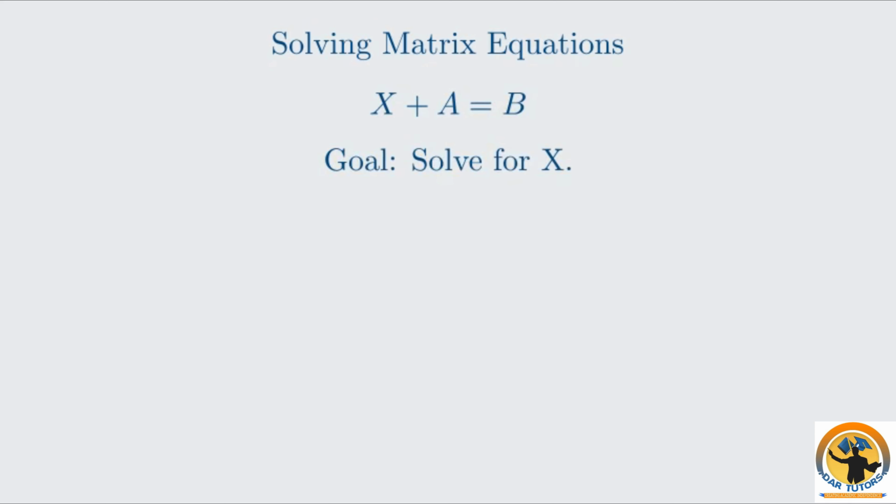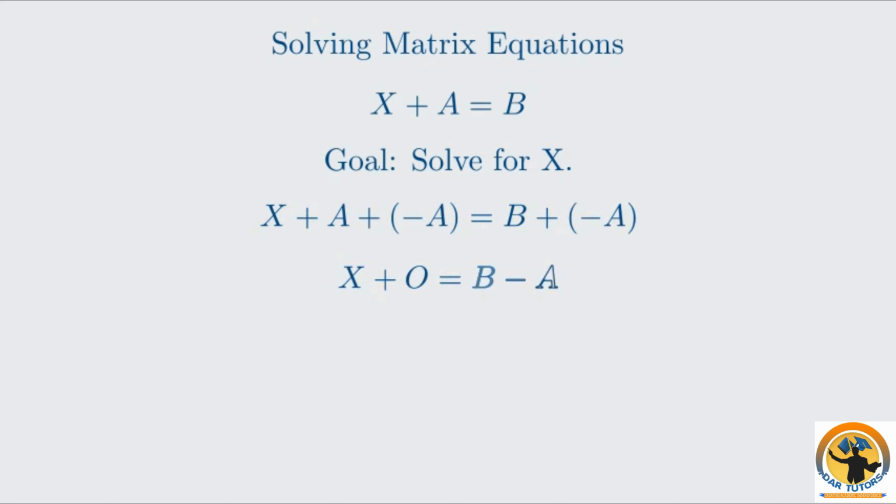In ordinary algebra, to get rid of a plus A, you would subtract A. Here, the inverse operation is adding the negative matrix, negative A. We add negative A to both sides of the equation to maintain balance. On the left side, A plus negative A simplifies to the zero matrix O. On the right side, we get B minus A.